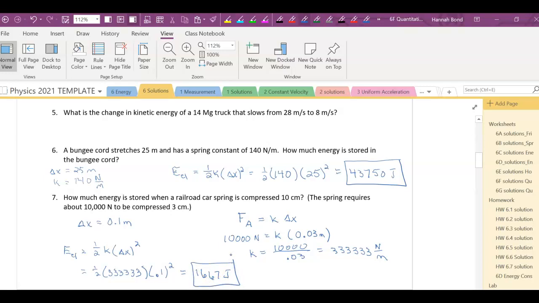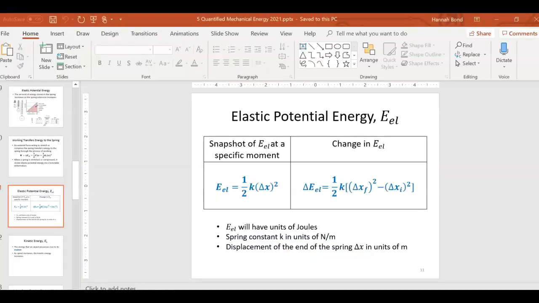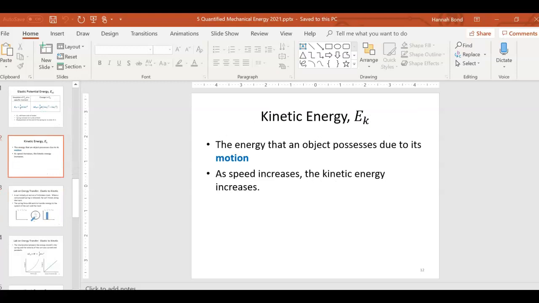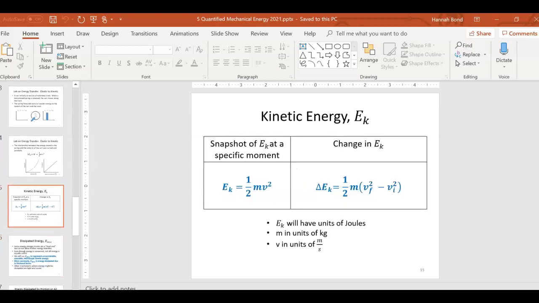Okay. Let's go back, and so we've talked about the two types of potential energy, gravitational and elastic, but now let's look at kinetic energy. So kinetic energy is energy that an object possesses because it is in motion. And so as speed increases, kinetic energy increases. And here are the equations for kinetic energy.